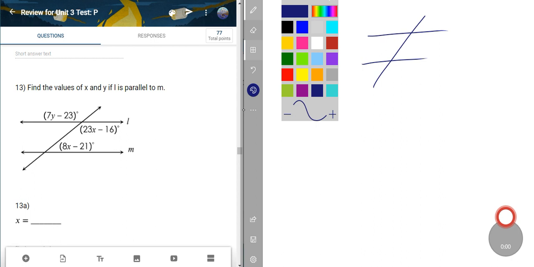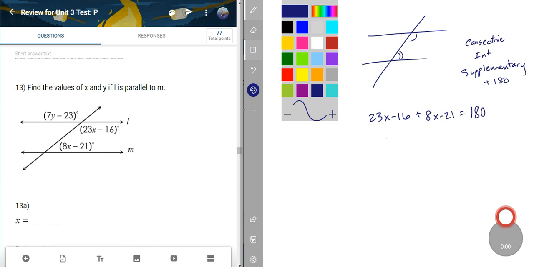Let's see, this time our two expressions with x are on the inside here. And so we know that those are consecutive interior angles, and we know that those are supplementary. Supplementary means add up to 180. Good. Okay. So I'm going to take those two angles: my 23x minus 16 plus my 8x minus 21, and I'm going to set it equal to 180 because I know those two angles are supplementary.